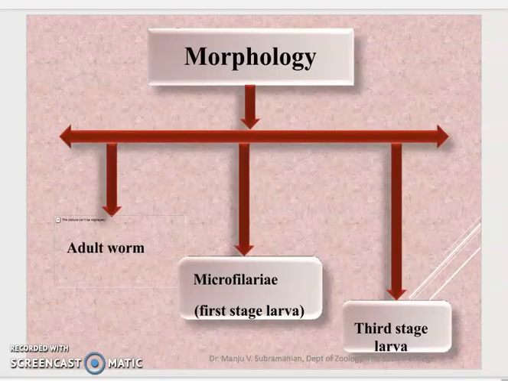When we talk about the morphology of these worms, Wuchereria bancrofti, we can see the adult form. Then there is a microfilarial form, that is the first larval stage of this Wuchereria bancrofti. It is a microfilaria. Then there is a third larval stage, it is a filariform larva. So that's the morphology of the various forms of this Wuchereria bancrofti. So there is the adult form, and there are the larval stages, that is the microfilaria and the filariform larva.